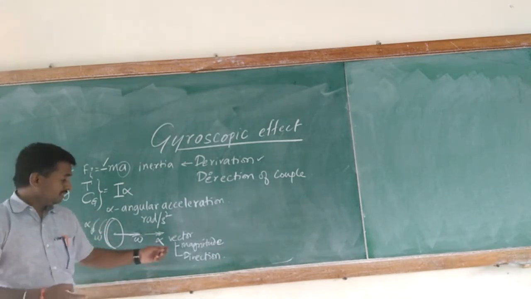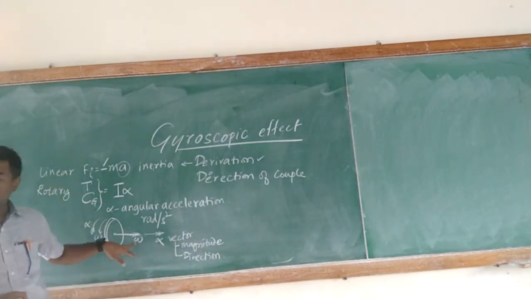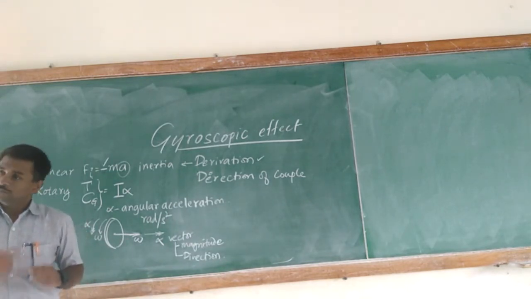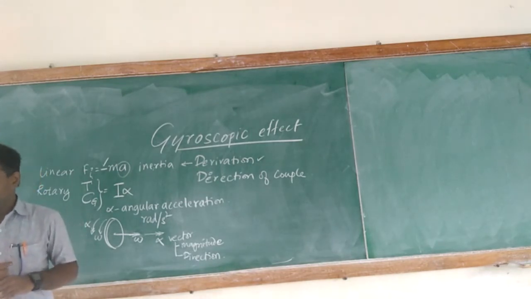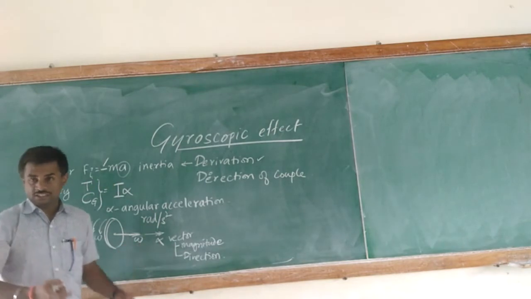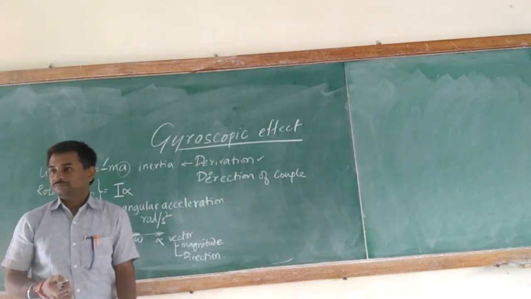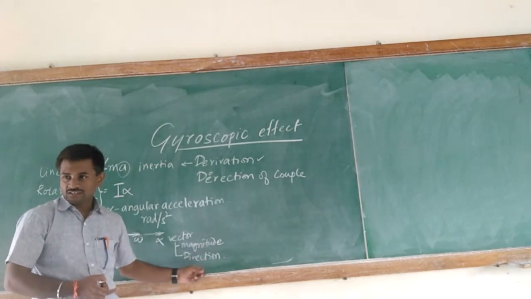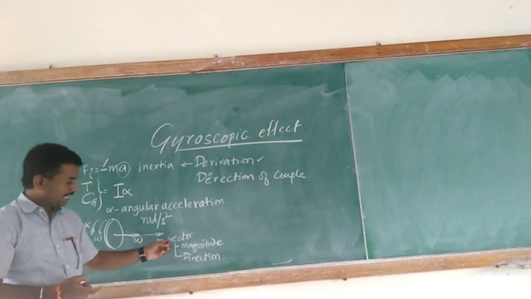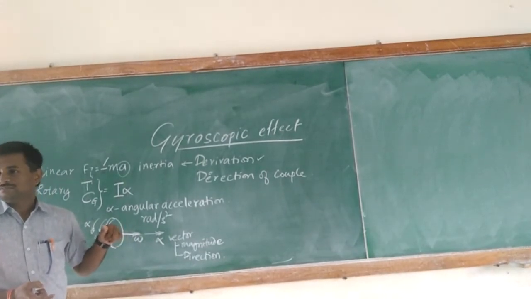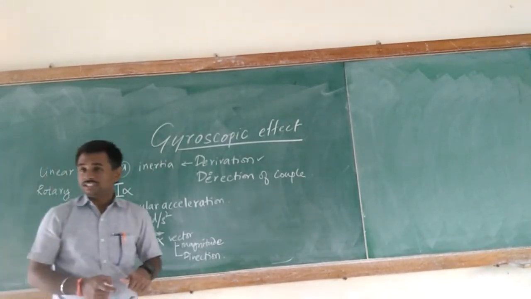Does that mean the velocity is same or different? Direction I am changing. The speed is same. So the angular velocity, is it same or has it changed? Magnitude is same. Direction has changed. So that means the velocity changed, yes.